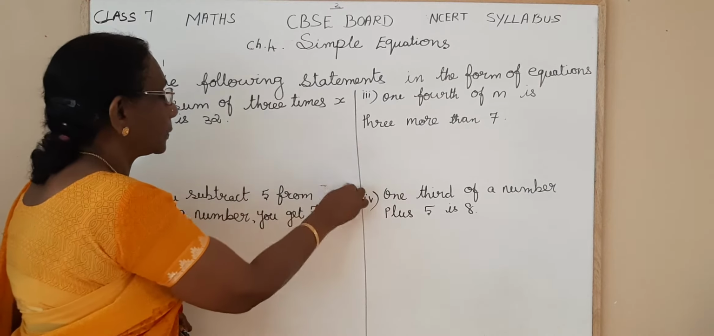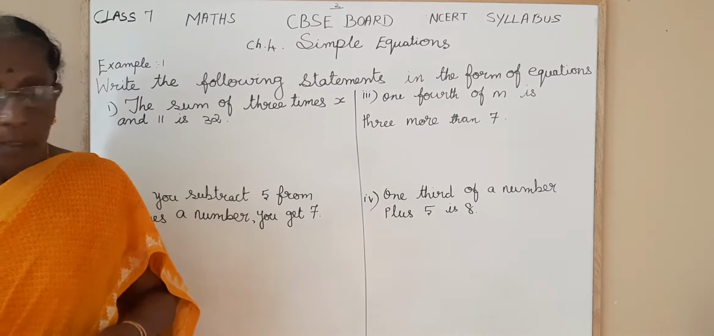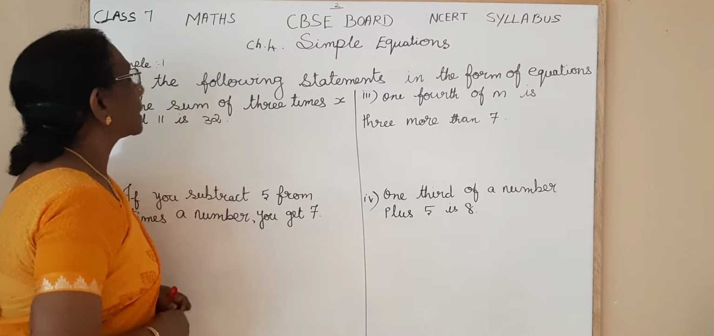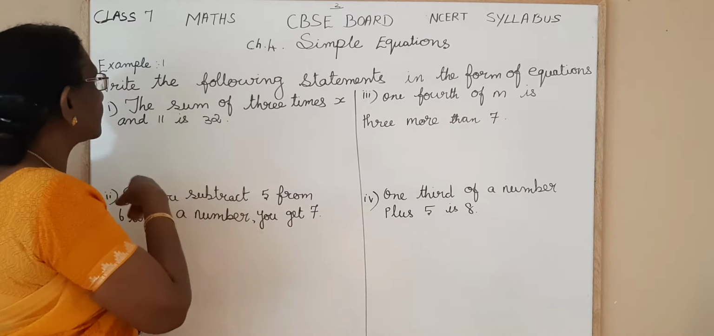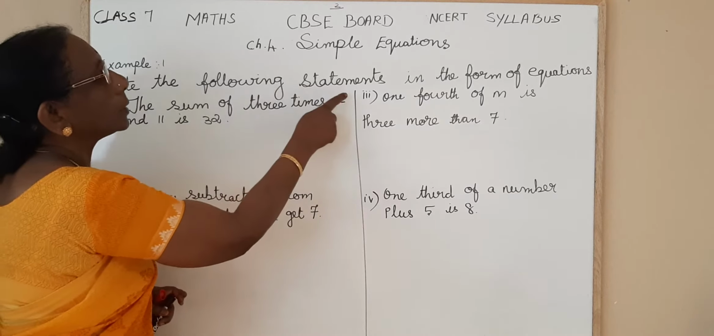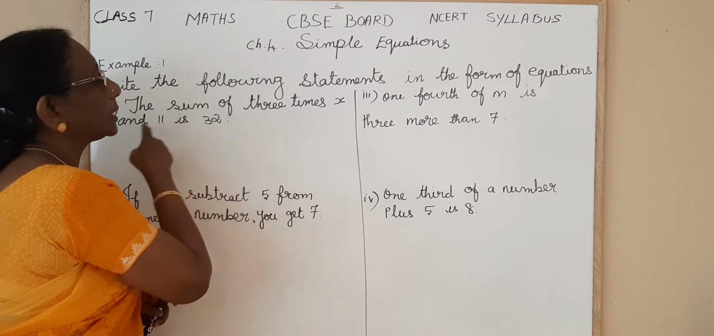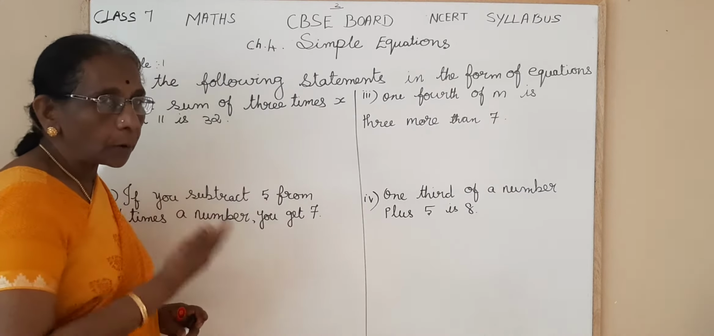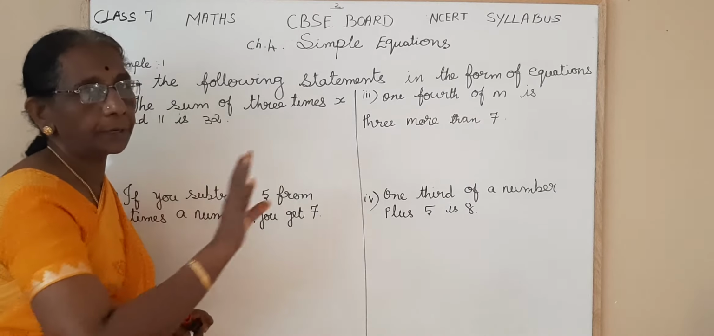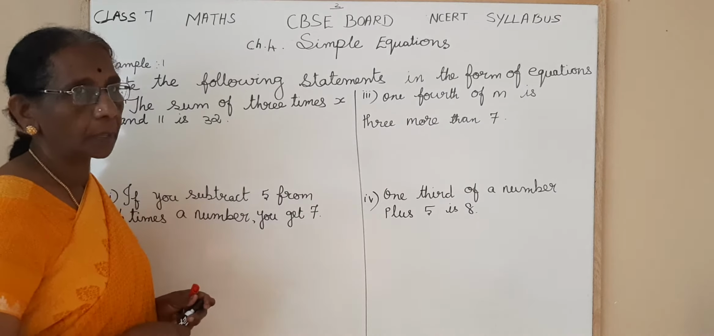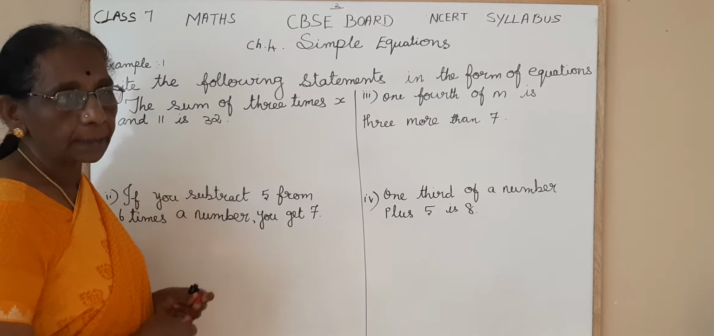We'll start example 1 and we'll continue the sums. Let us apply the corresponding signs for the terms, and we'll do the sums. So the example 1 is what? Write the following statements in the form of equations. Here the English statements are given. You have to write it as a simple equation, algebraic equation. Okay, for that let us apply the signs for the corresponding terms.